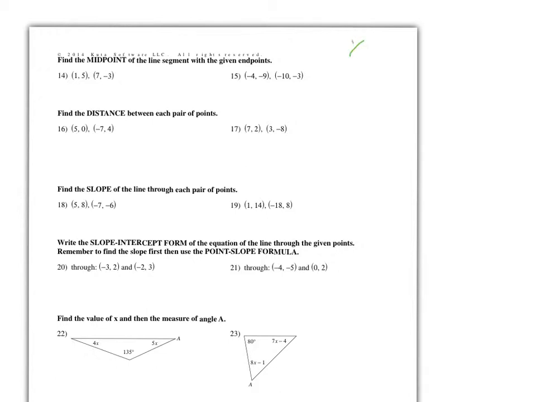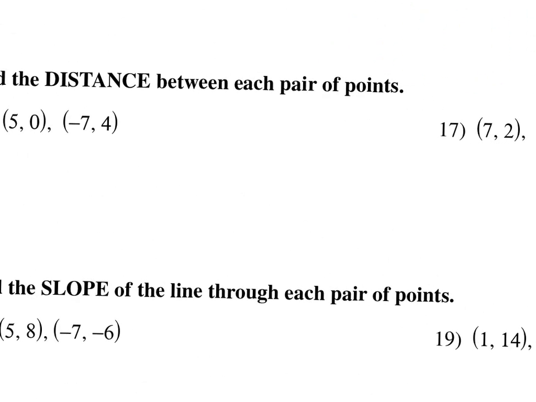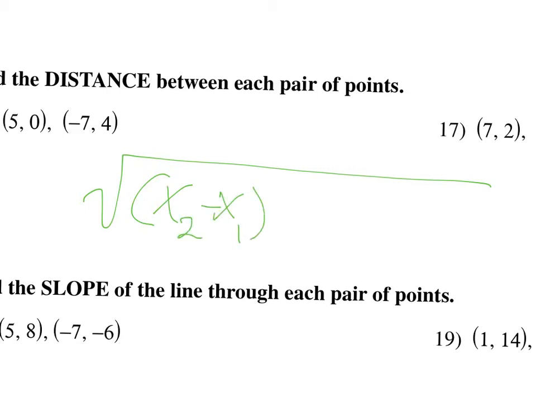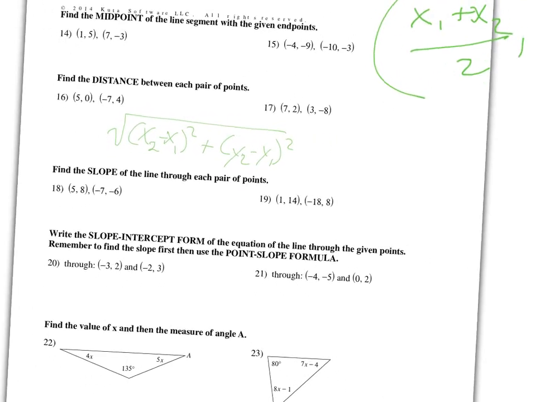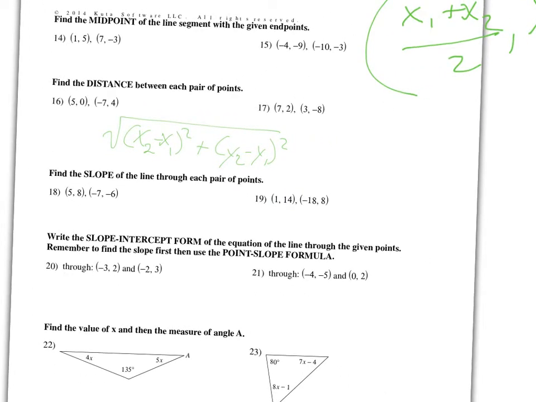The midpoint formula is where we add the x's, divide by 2, add the y's, divide by 2. That's the midpoint formula. Distance formula. I'm going to zoom in because that one's going to take more writing. x2 minus x1 squared plus y2 minus y1 squared. Okay, so there's the distance formula. The slope formula, you remember that that is y2 minus y1 over x2 minus x1.